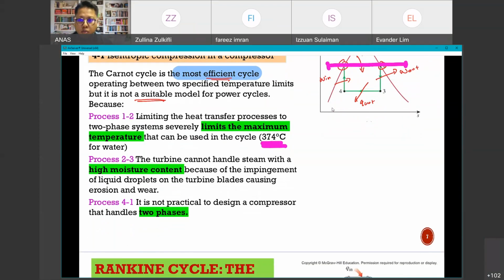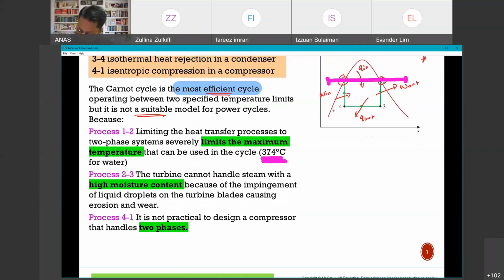Secondly, process 2 to 3. Okay, 2 to 3 is the turbine here. The turbines cannot handle steam with a high moisture content because of the impingement of liquid droplets on the turbine blades, causing erosion and wear. Now, this relates to what we have learned in Thermo 1.